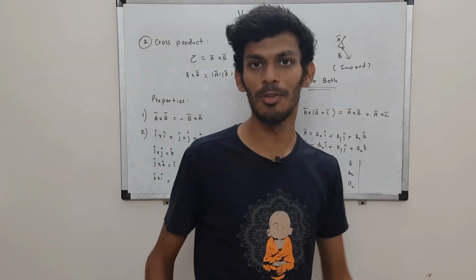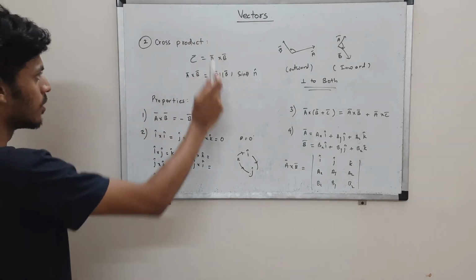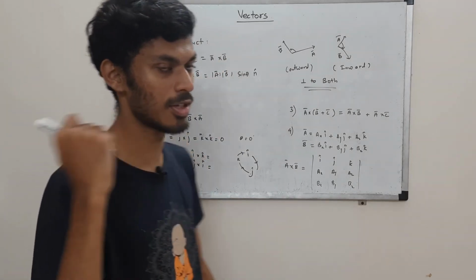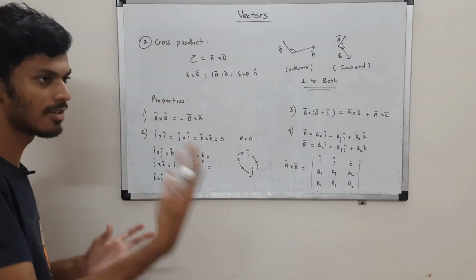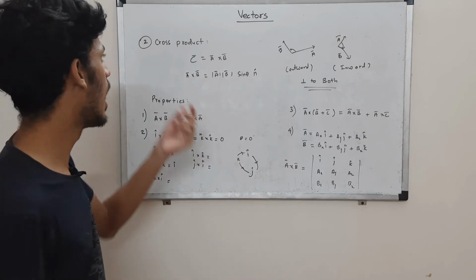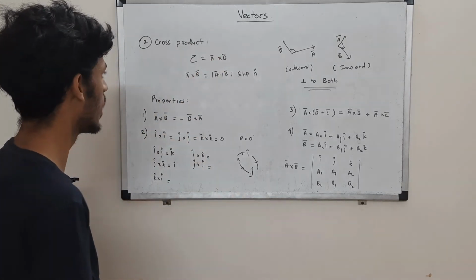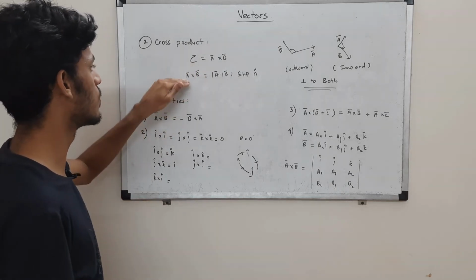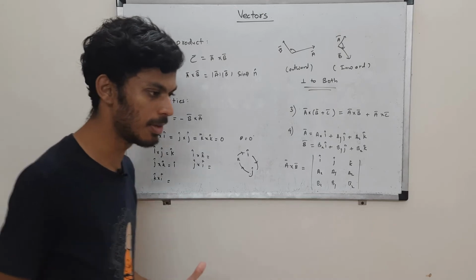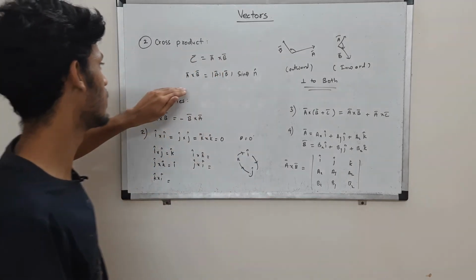The second type of product is the vector product or the cross product, since we use a cross over here. The previous one was a scalar product or a dot product. In this the result is a vector, so it is called vector product, and the symbol that we use is a cross, so it is cross product. So A cross B, the result is a vector, and this vector will be perpendicular to both A and B. Let's consider the direction later.